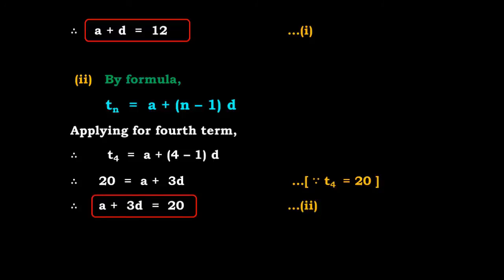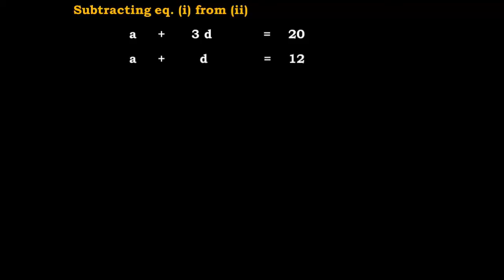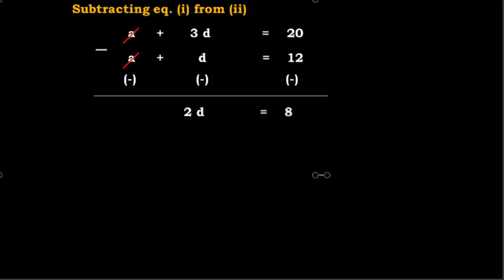You will get A. So subtracting equation 1 from 2, equation 2 is A plus 3D is equal to 20 and equation 1 is A plus D is equal to 12. Subtraction, that means the sign of the second equation is going to change. Plus, minus, plus, minus, plus, minus. A minus A gets cancelled. 3D minus D is 2D is equal to 8. Therefore, D is equal to 4.